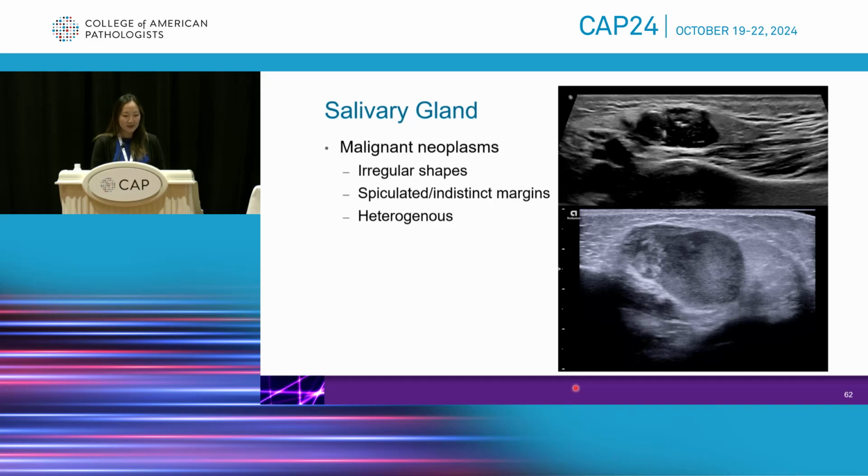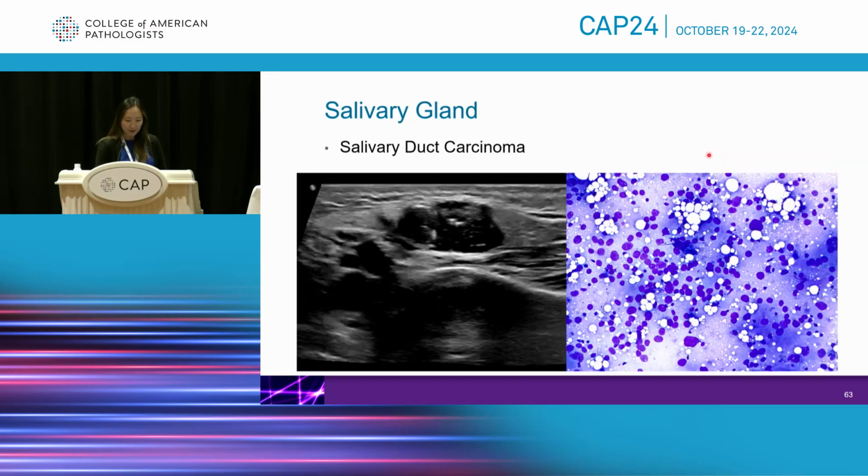So malignant neoplasms tend to be irregular in the salivary gland. They can have spiculated or indistinct margins. They can be heterogeneous. So you can see here, this is a more irregular lesion here. And then this one looks like it has a second, more heterogeneous component that's protruding out here. And you can get some internal calcifications as well. So this was an example of a salivary duct carcinoma with very irregular borders and a little bit of calcifications or necrosis within. So moving on to thyroid.